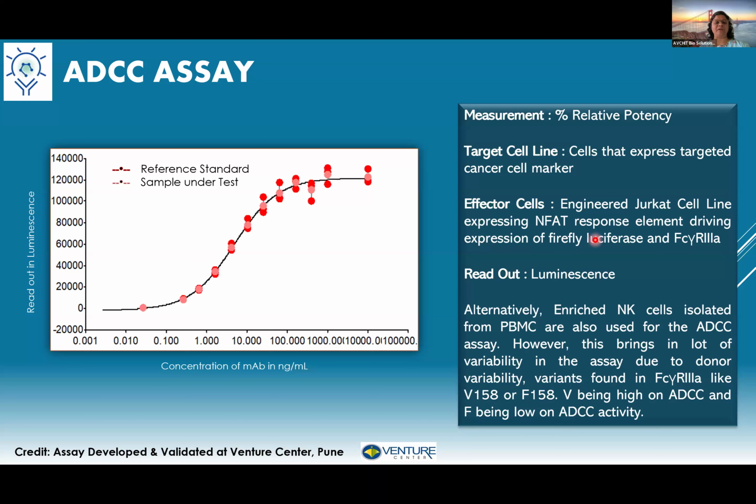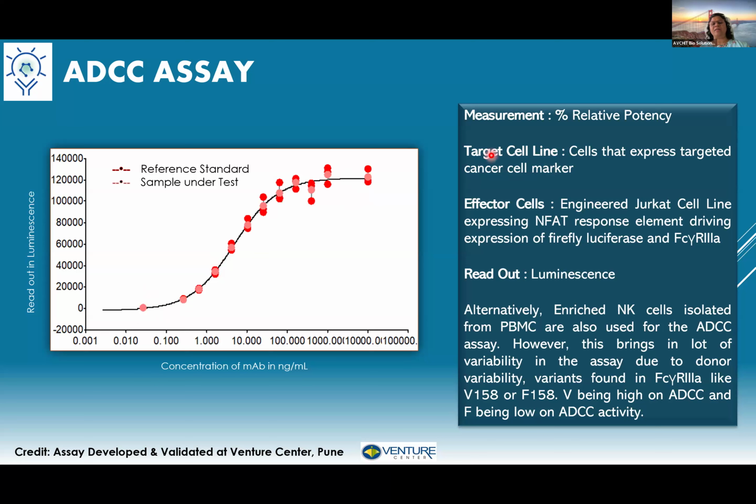This particular assay has been developed at Venture Center. Here on the x-axis, we can see the monoclonal antibody concentration, while on the y-axis, we see the effect or the readout of the assay. Potency calculation for the bioassay is always in terms of relative potency, where a sample is always compared with that of the reference standard used. Here in this particular bioassay, triplicate samples have been compared at different concentrations of the antibody used.